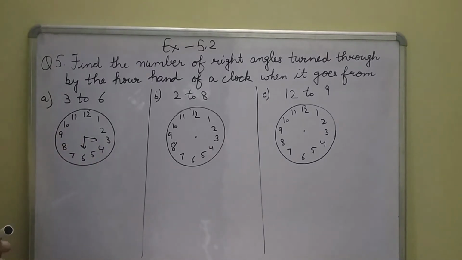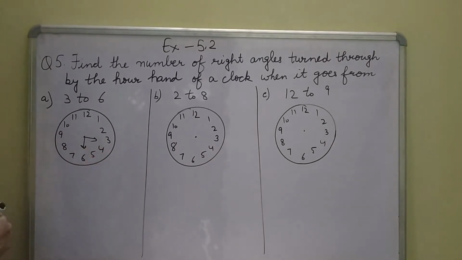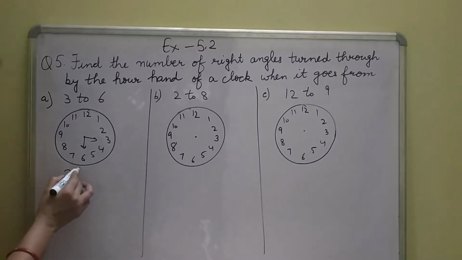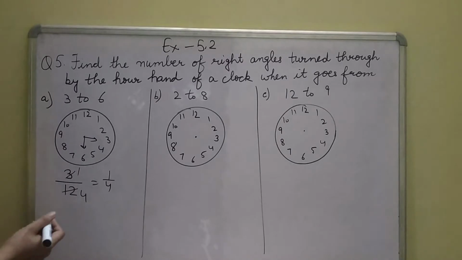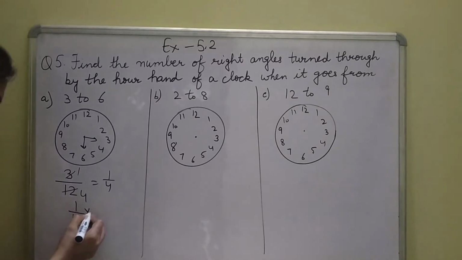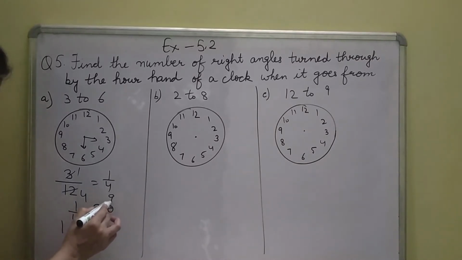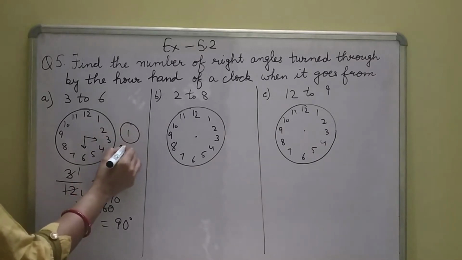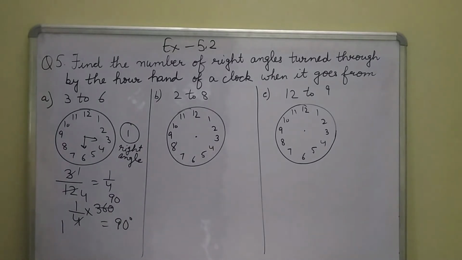So, how many hours has it completed? 3 to 4, 1, 4 to 5, 2, 5 to 6, 3 hours. And total hours, 12. So 3 ones are 3, 3 fours are 12. 1 by 4 of the revolution. Revolution means 360 degrees. So 4 ones are 4, 4 nines are 36, 4 zeros are 0. So 90 degrees means 1 right angle. So that is your answer.